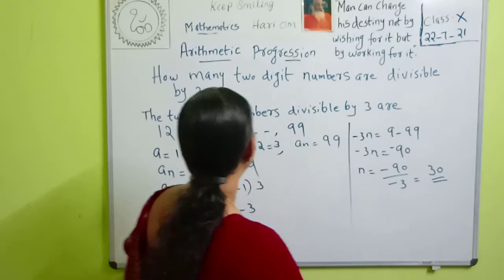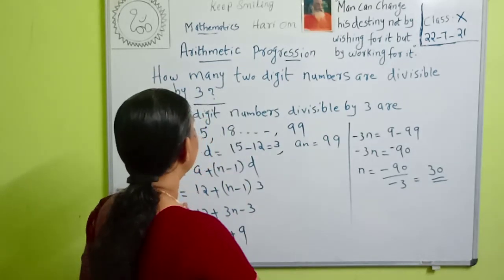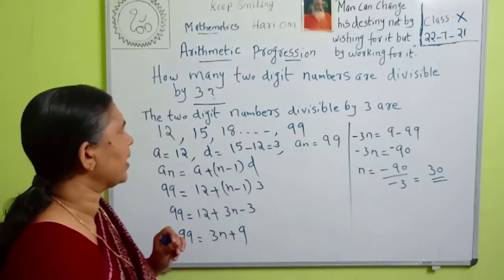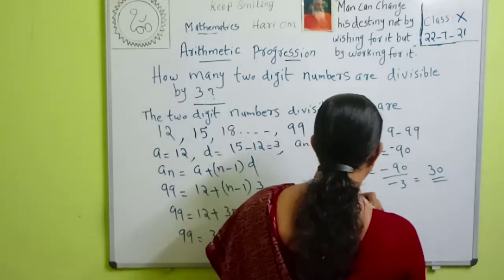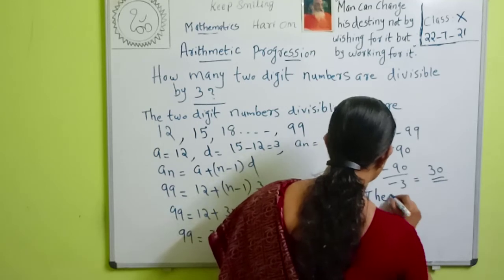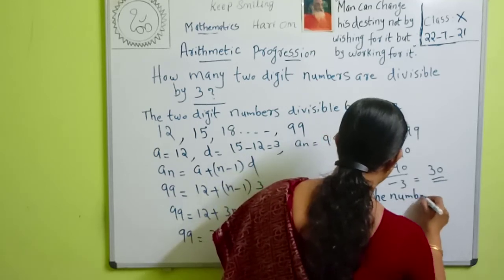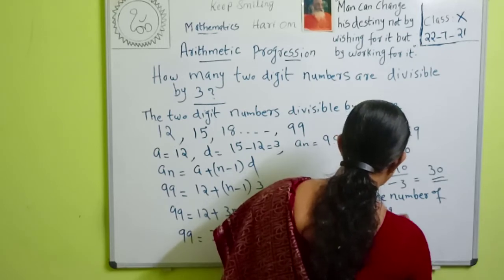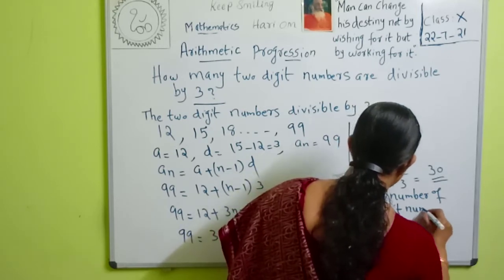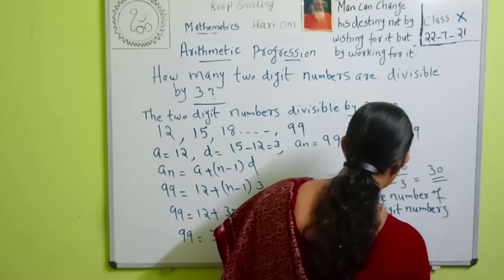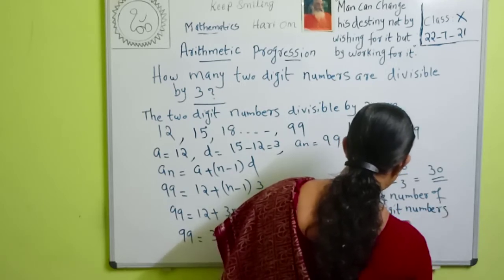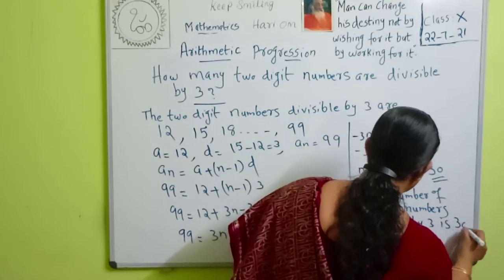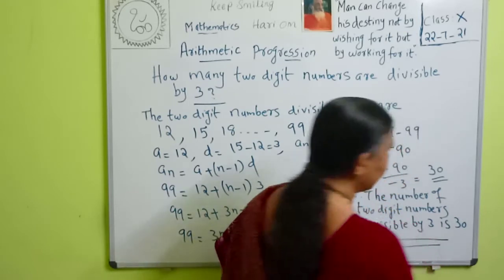Therefore how many two-digit numbers are divisible by 3? 30 two-digit numbers are divisible by 3. Therefore, the number of two-digit numbers divisible by 3 is 30. 30 numbers are divisible by 3.